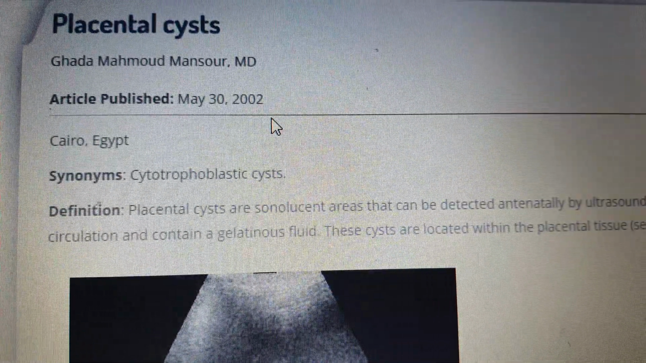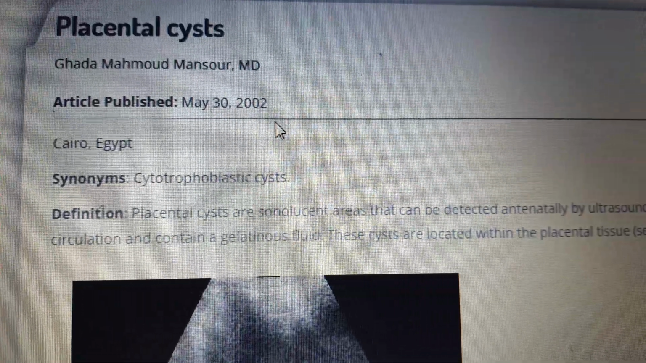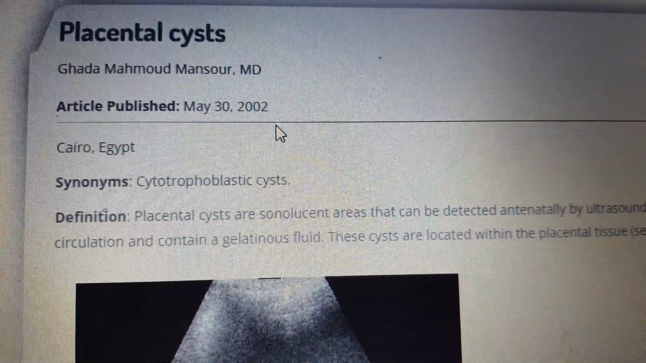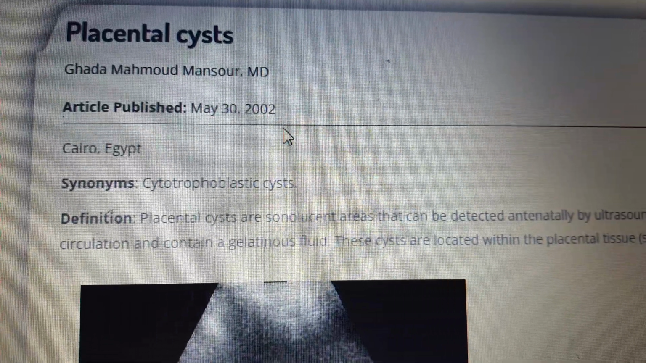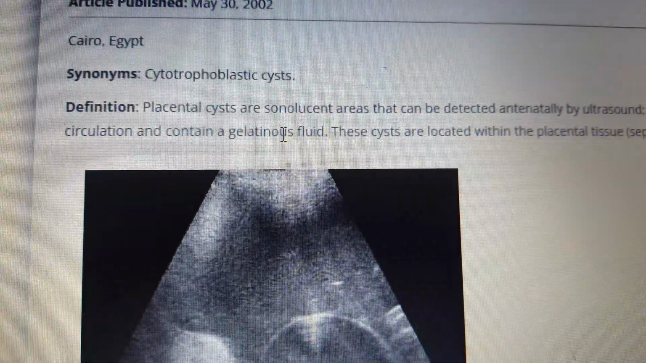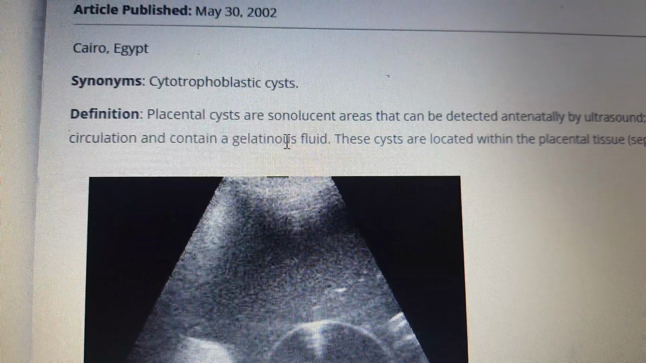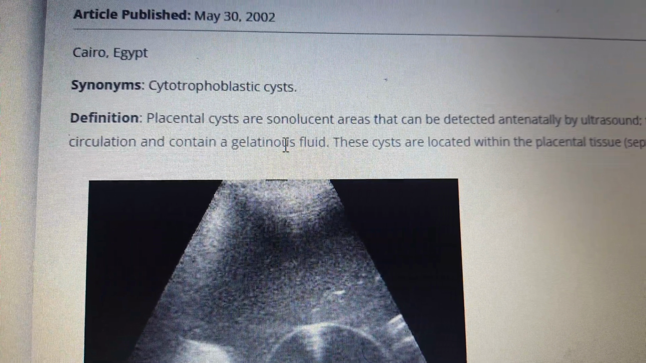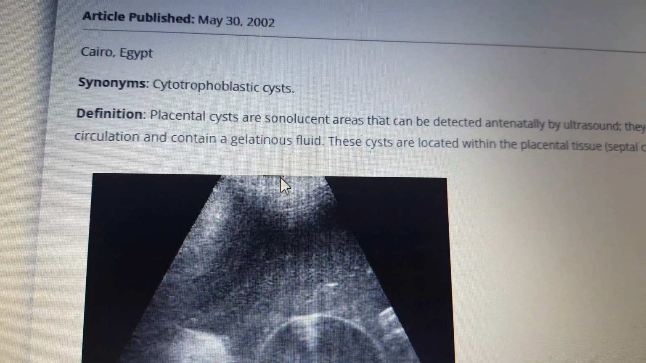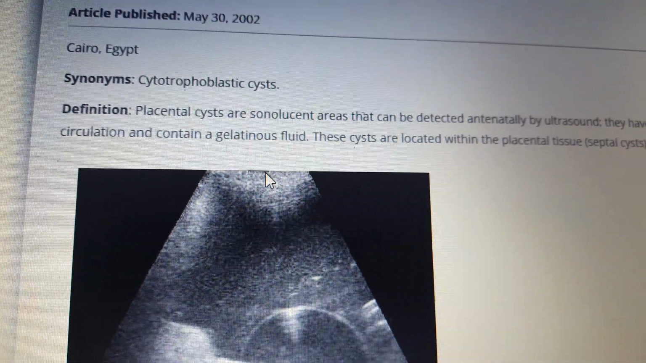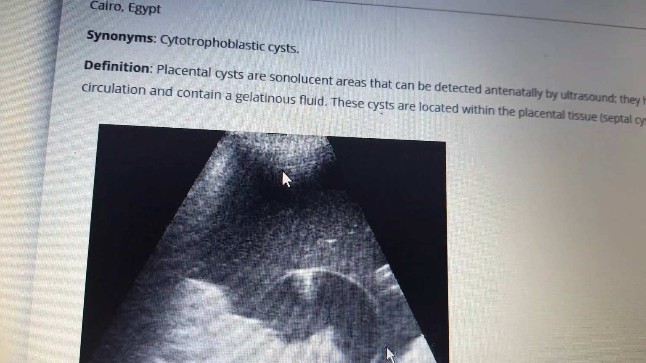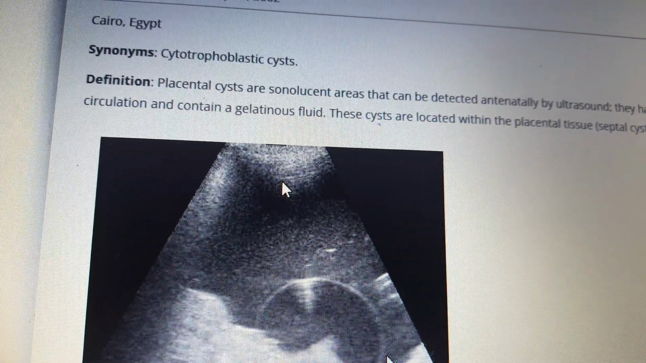Actually, let me give you an idea about that article about placental cysts I published more than 20 years ago. That was in the year 2002. Of course, when we are talking about placental cysts, or the other name, cytotrophoblastic cysts, by definition, placental cysts are sonolucent areas that can be detected antenatally by ultrasound. They have a round or oval cavity, usually isolated from the placental circulation, and contain a gelatinous fluid.